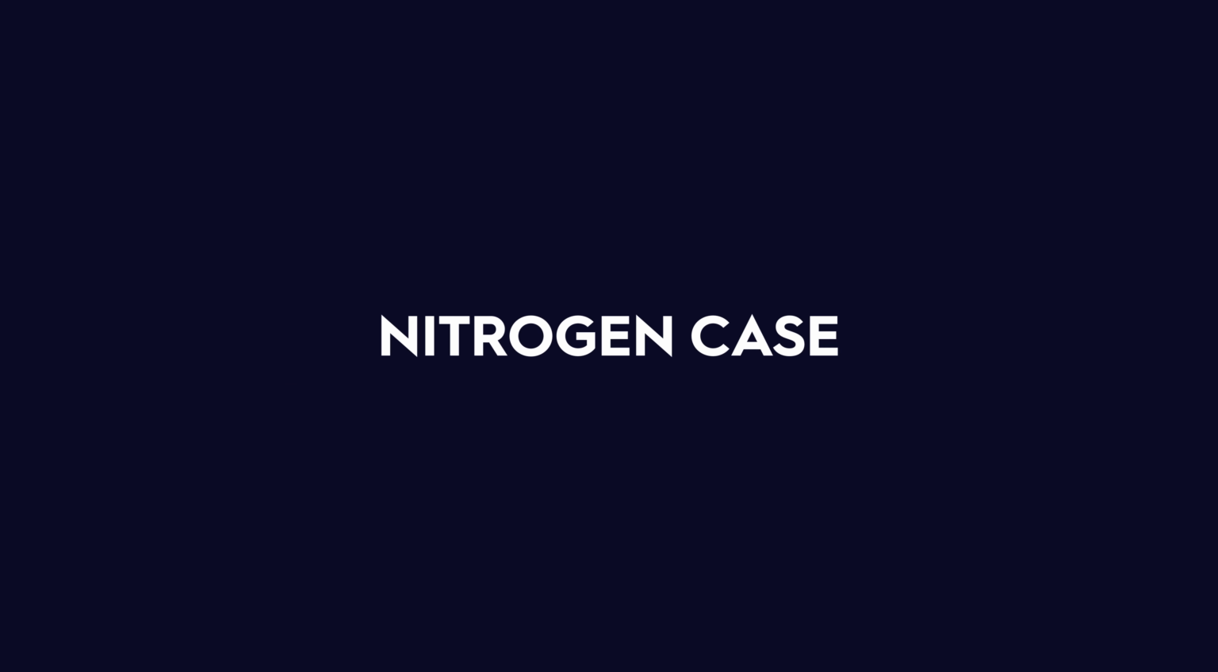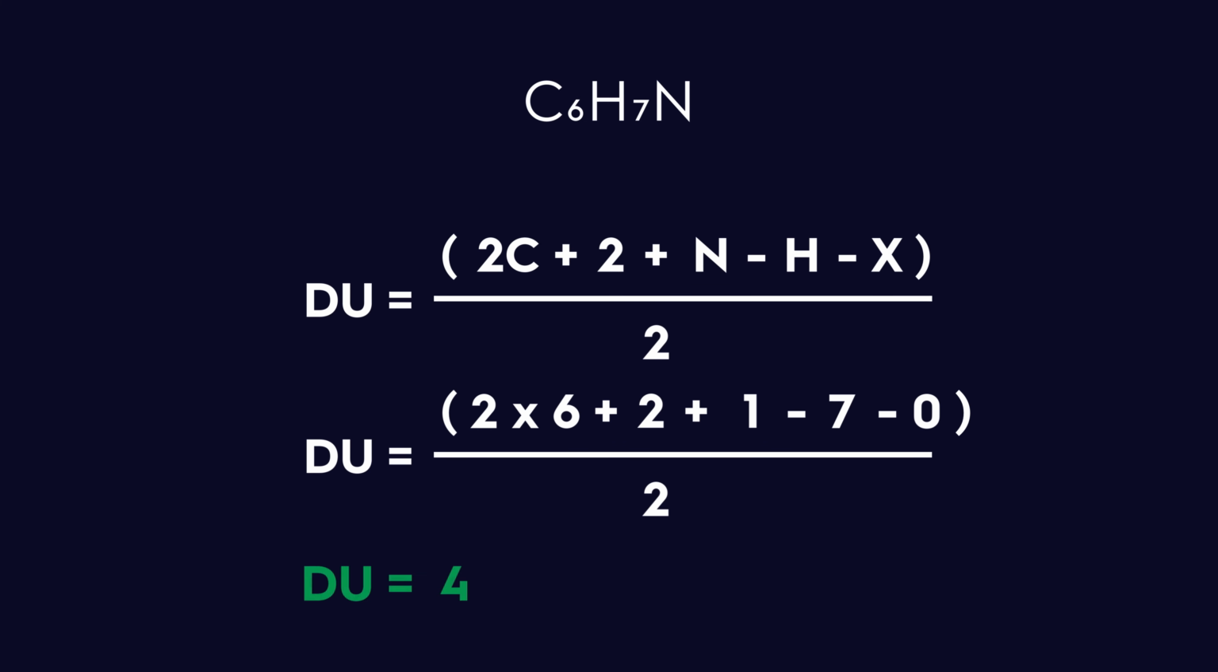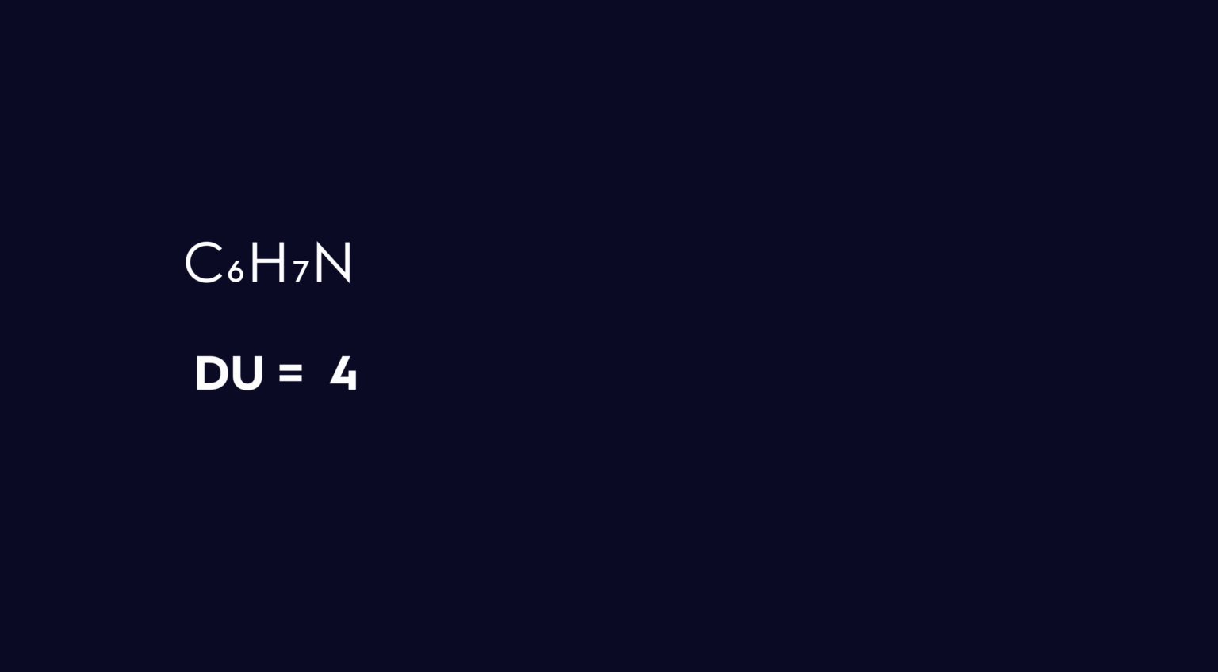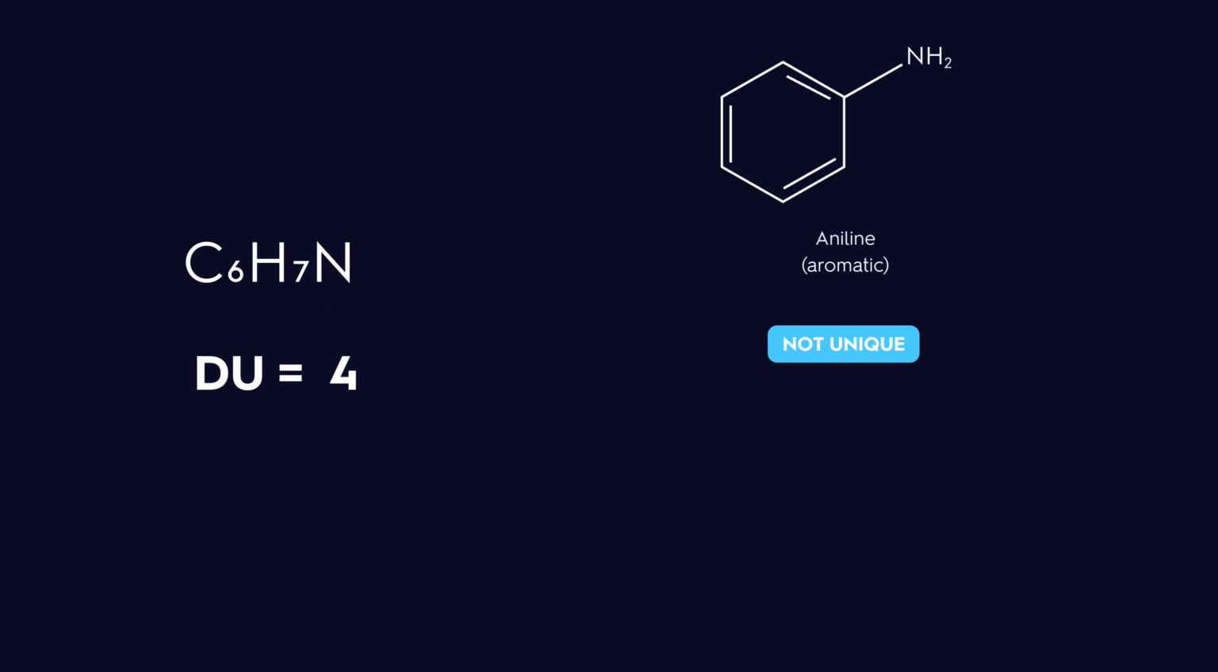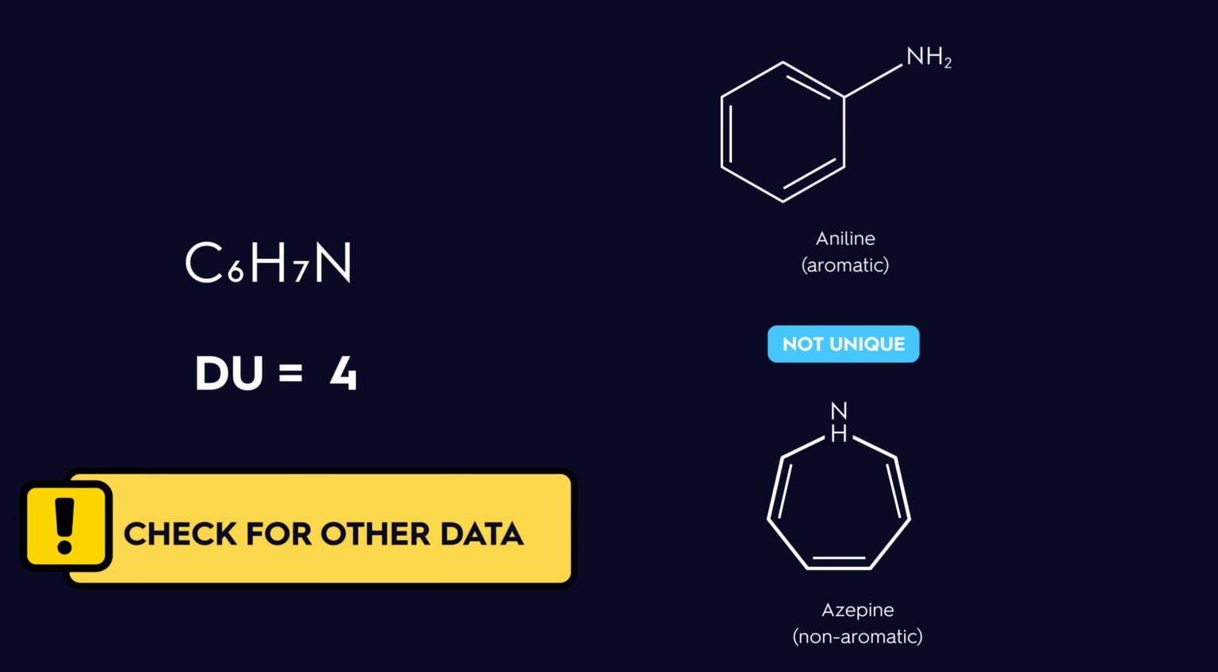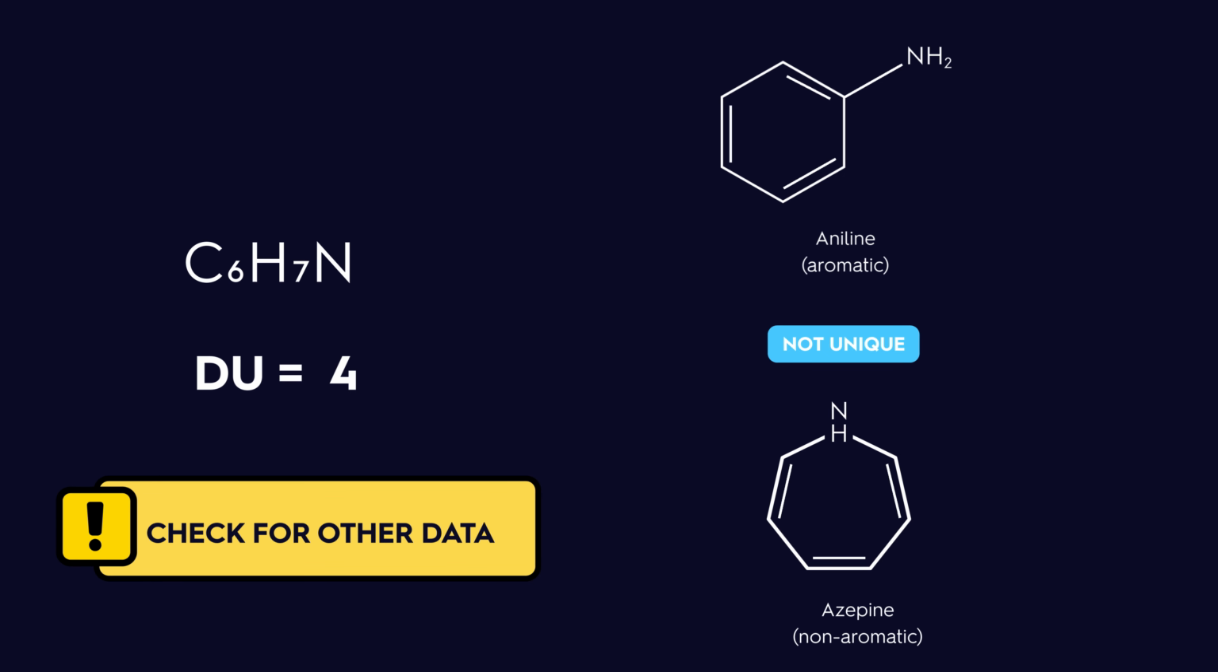With nitrogen, add 1 in the numerator. For C6H7N, the count equals 4. 4 degrees of unsaturation often point to an aromatic ring, but the number alone is not proof. It is a strong hint to check for aromatic signals with other data.